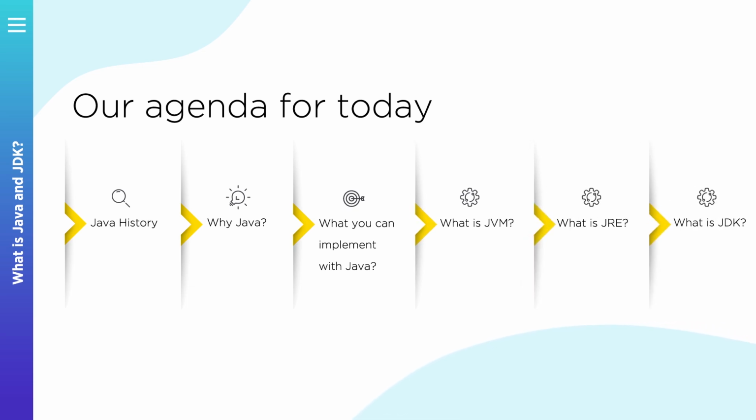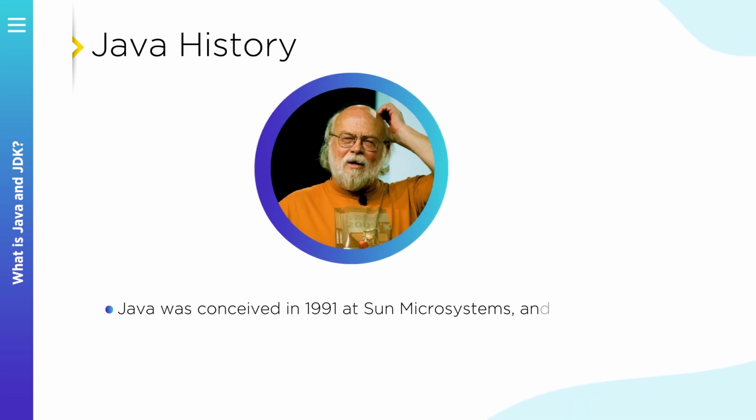So first of all, I want to be completely honest and transparent with you. Nobody would hire you just because you know Java history. But still, I think this is part of your general education as a software engineer and will be interesting for you to know. Java was started as a project called Oak by James Gosling in June 1991.